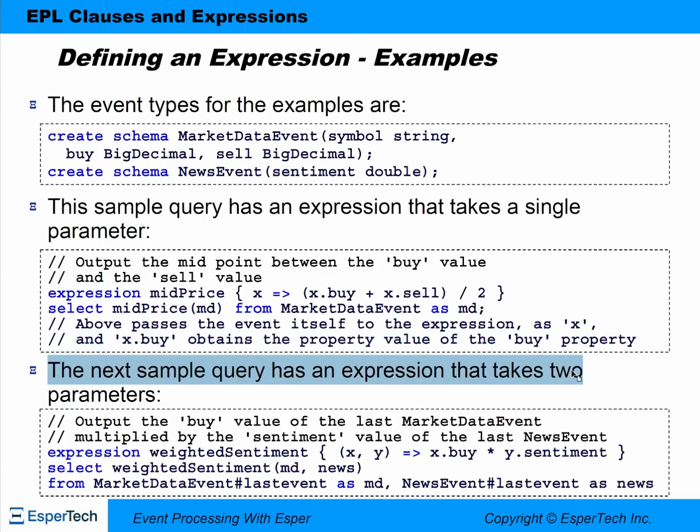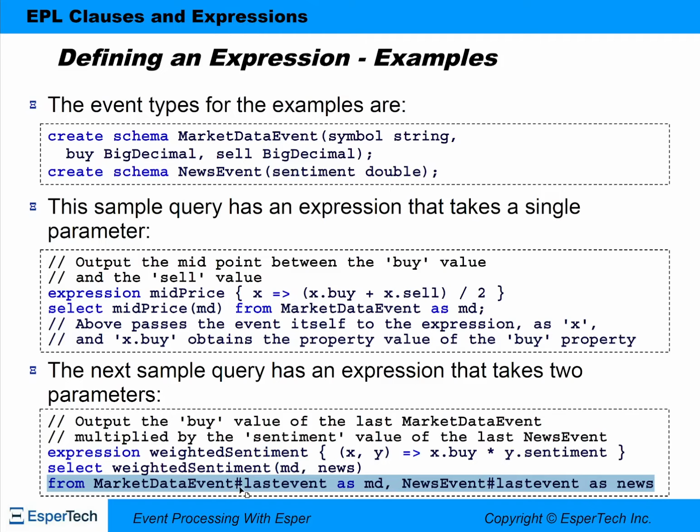The next sample query has an expression that takes 2 parameters. The query outputs the buy value of the last market data event multiplied by the sentiment value of the last news event. Expression weightedSentiment, curly braces, parenthesis x comma y goes to x.buy times y.sentiment. Select weightedSentiment(md, news) from MarketDataEvent#lastevent as md, NewsEvent#lastevent as news.